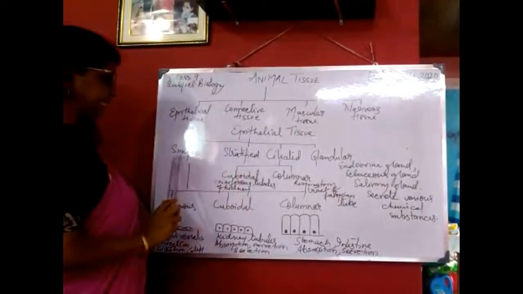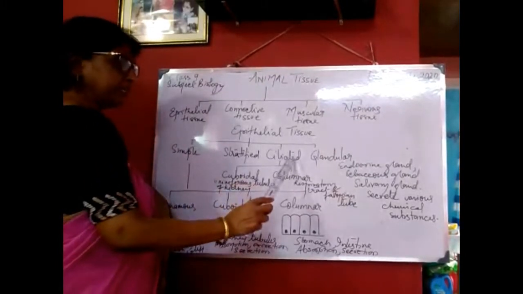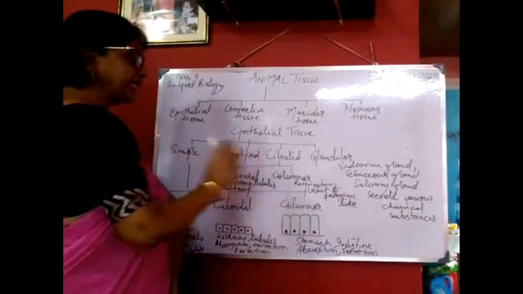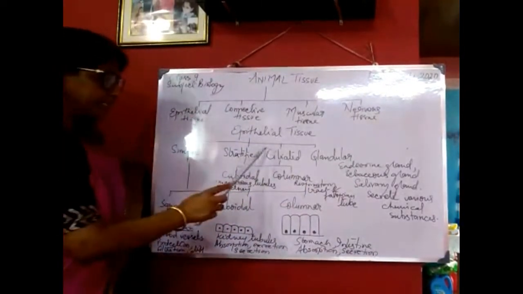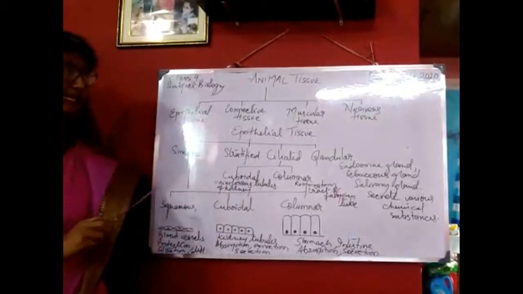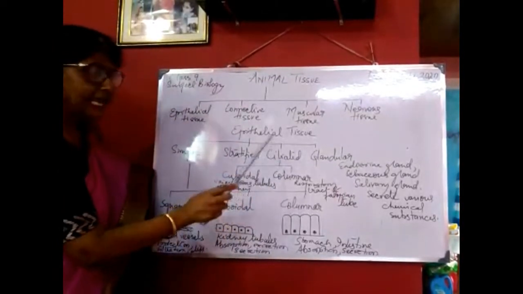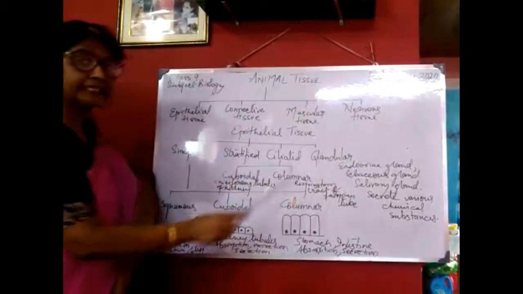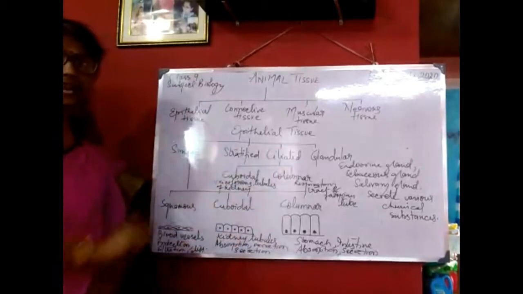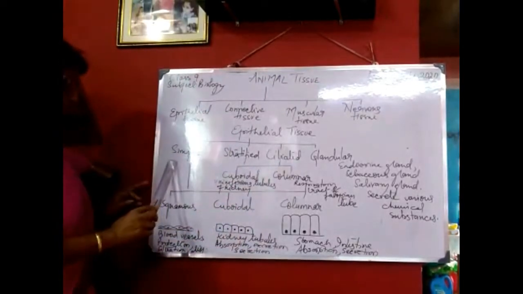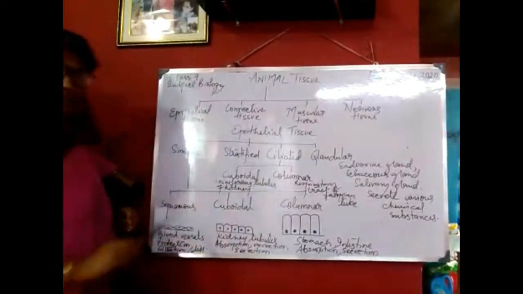Now this is classified into simple epithelium, stratified epithelium, ciliated epithelium and glandular epithelium. Simple epithelium is unilayered, stratified epithelium is multilayered, ciliated epithelium is epithelial tissue with cells having cilia, and epithelial tissue which does secretion and storage is glandular tissue. Now simple epithelium includes squamous epithelium, cuboidal epithelium, columnar epithelium.